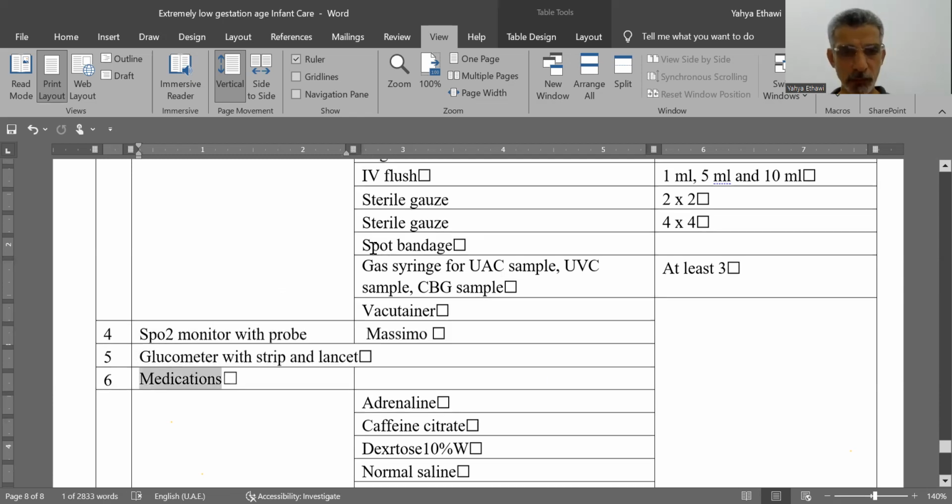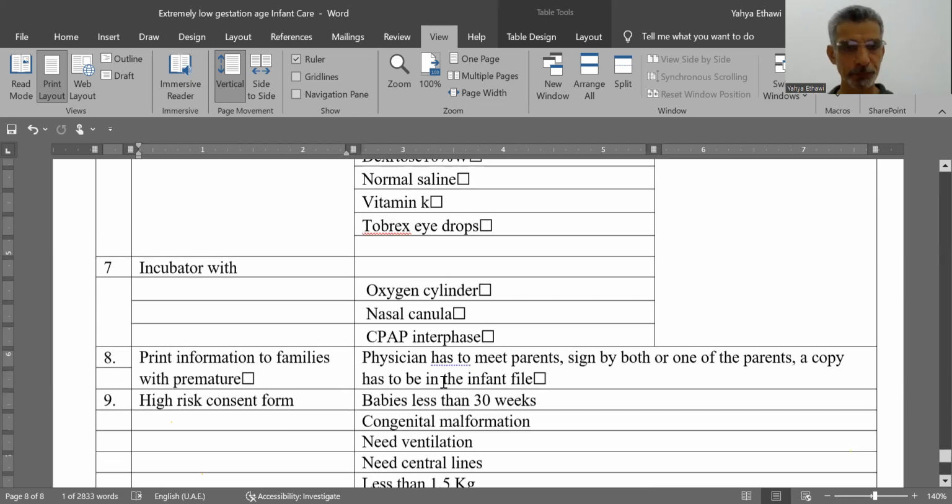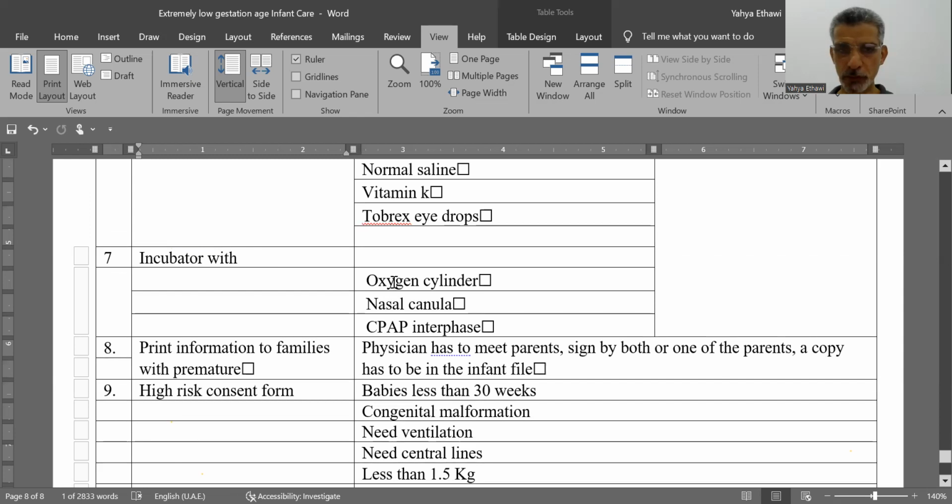The medication that we need in the resuscitation room: we need adrenaline, caffeine, dextrose, normal saline, vitamin K, and we need eye drops. The incubator should have an oxygen cylinder because we'll use it for transport, and a nasal cannula, and CPAP interface.